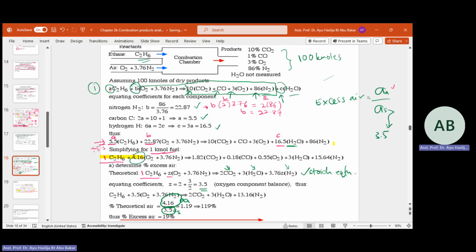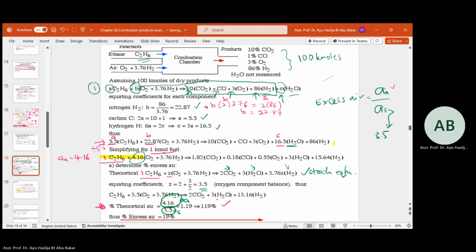Okay, so A actual kat sini is 4.16. This is A actual. Okay, kita tak ambil the 22 over here, because the fuel is not 1 kmol. Kita tak boleh simply compare. Okay, so from there, masuk dalam equation, this equation, A actual over A stoic. You will get this as theoretical air.